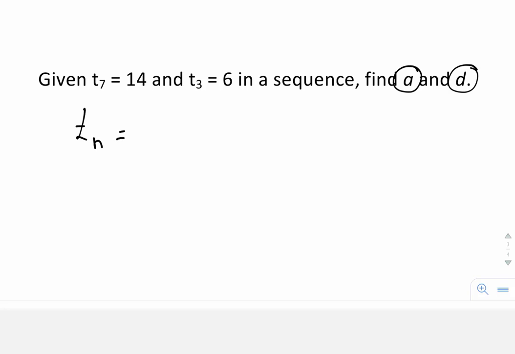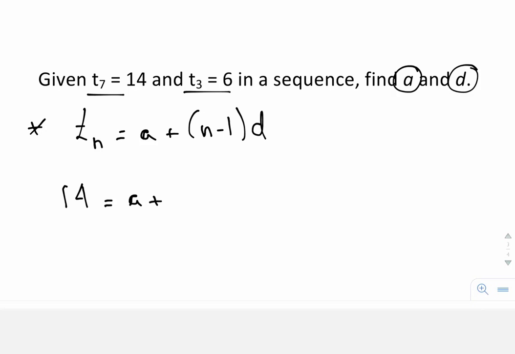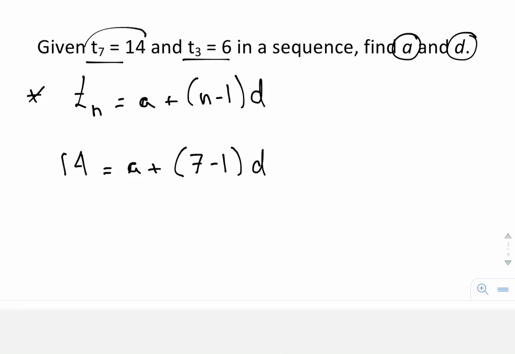So I'm just going to write the general term here, a plus n minus 1 times d. And I have two pieces of information here, and I'm going to incorporate each one of them into this general term. So the value of t7 is 14, and I don't know the first term, but I know that 7 minus 1 times d, well, that'll give me 14. And that's for this term here.